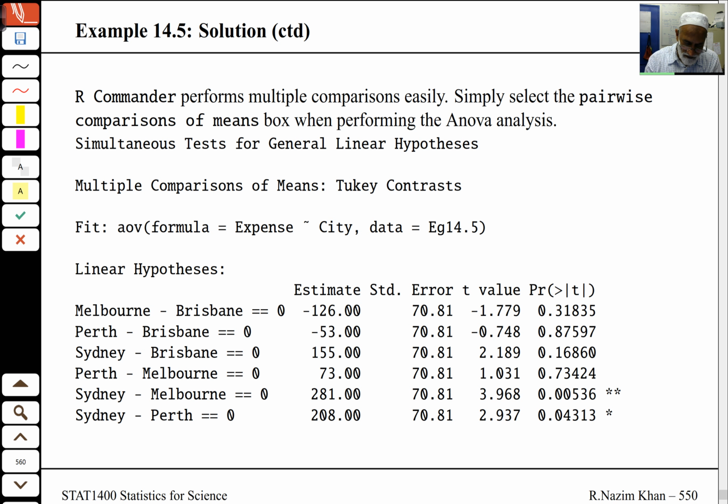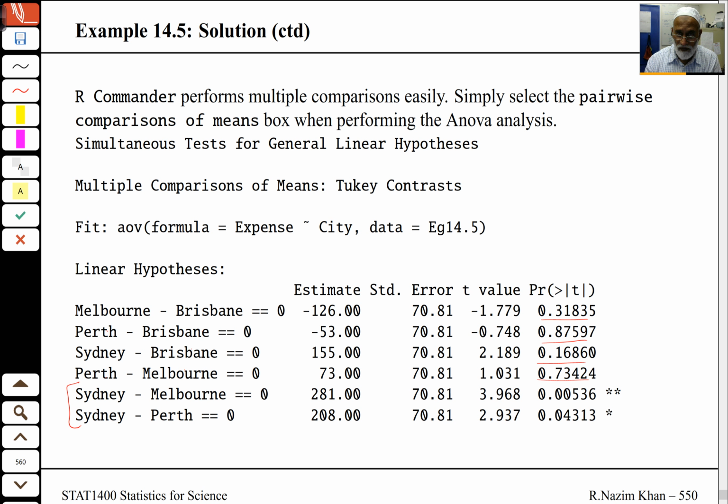By looking at the p-values, I can find that Sydney and Melbourne are different, and Sydney and Perth are different. But Perth and Brisbane are not different, and Sydney and Brisbane are not different. The p-values here are large. The starred p-values are less than 0.05. So Perth and Brisbane are the same, Sydney and Brisbane are the same, Perth and Melbourne are the same, but Sydney and Melbourne, and Sydney and Perth differ.